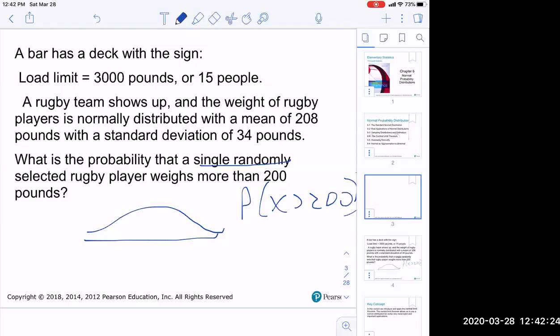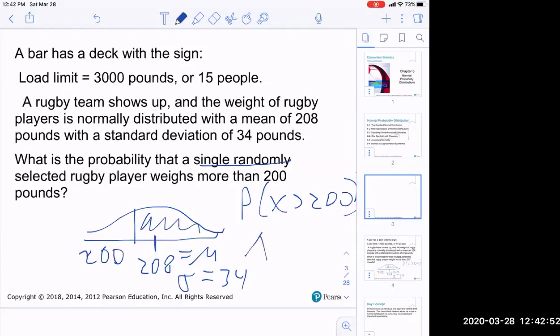So I would set it up. My mean is 208. That's my mu. Sigma, the standard deviation, is 34. 200 is over here. So this problem is looking for that area. I'm not going to do the problem for you, but I will give you the answer: 0.5948. It's good practice for you to do that problem.